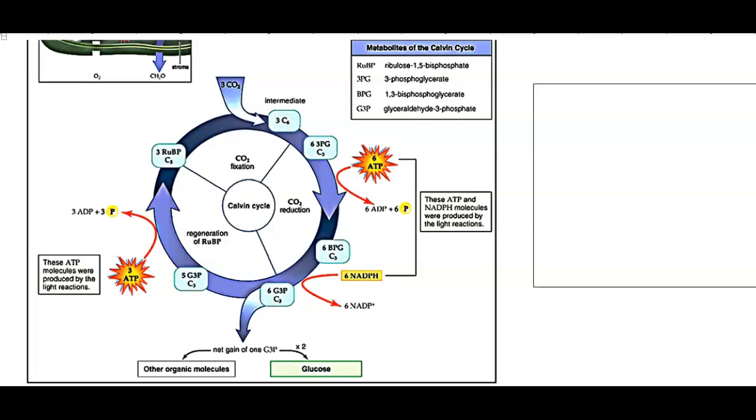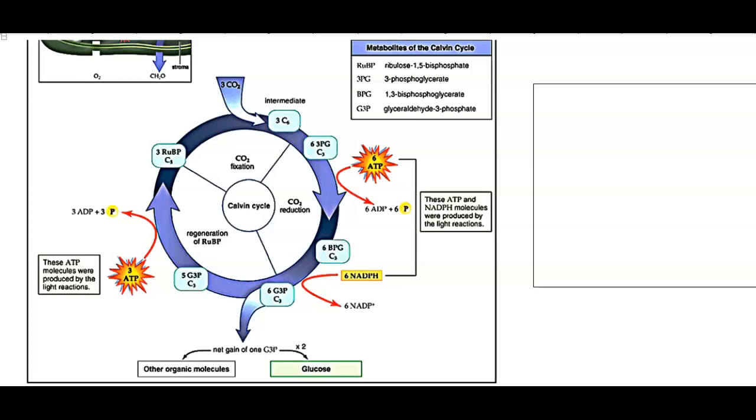Alright, notice this cycle goes around and around. It is the reduction of carbon dioxides. Notice there's only 3 carbon dioxides. And let's look at inside here in the white box. There's actually 3 stages to the Calvin cycle. Carbon dioxide fixation, carbon dioxide reduction, regeneration of something called RuBP.